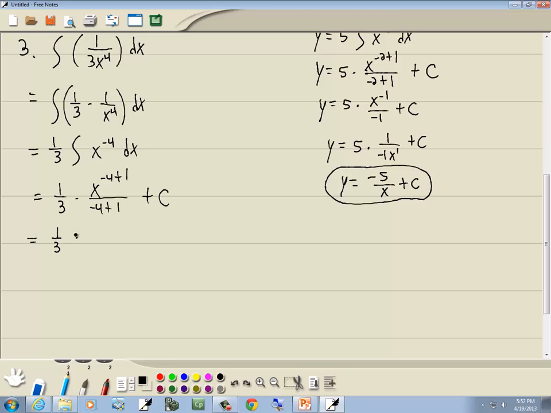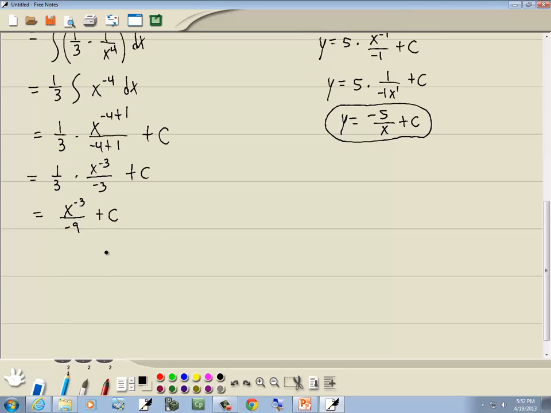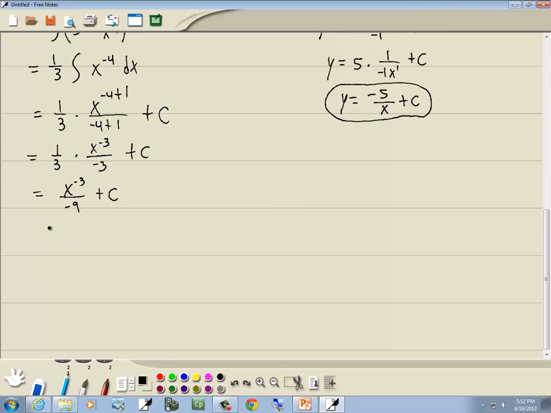So we got 1/3. Negative 4 plus 1 is negative 3, so we got x to negative 3 over negative 3 plus c, which gives us x to the negative 3. 3 times negative 3 gives us negative 9 plus c. And I'm going to take that x to negative 3 back downstairs. So we'll have 1 over negative 9 x to the positive 3 plus c. Again, anytime you move anything opposite of where it's at in a fraction, the sign of the exponent changes. The x to negative 3 becomes x to the positive 3.